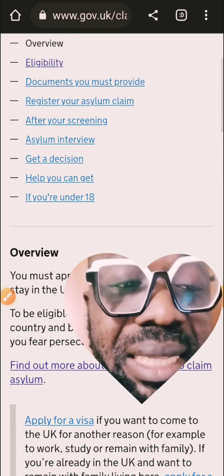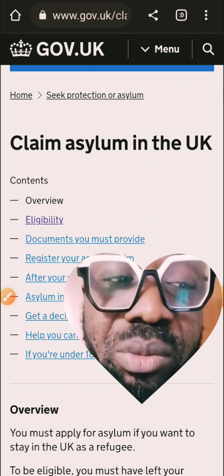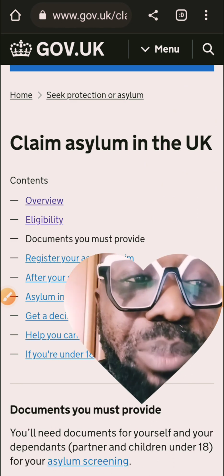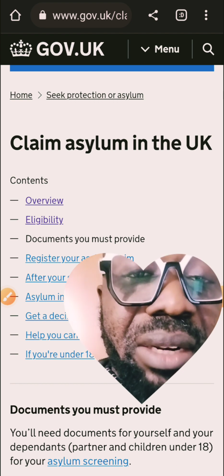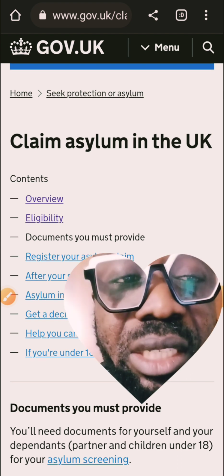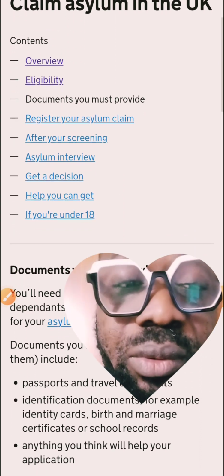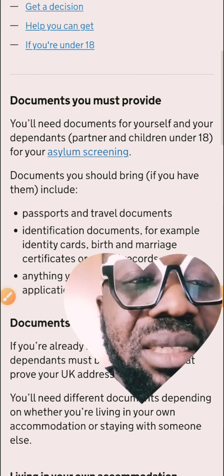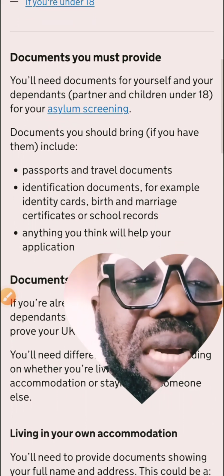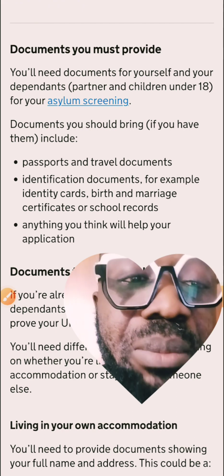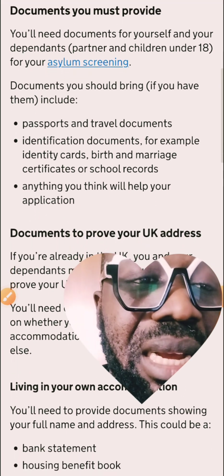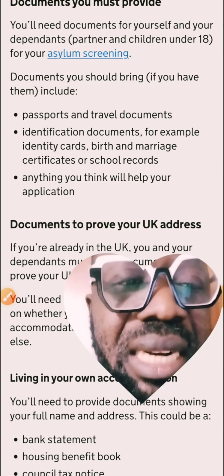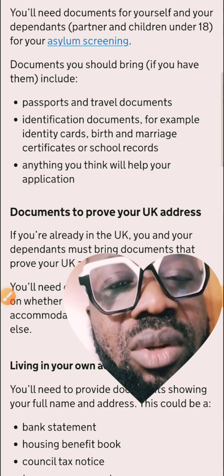Now, lastly, I need to show you some documents that you need to prepare. You need documents for yourself and your dependents, partners and children under 18, for your asylum screening, because you have to be screened. Documents you should bring, if you have them, include passports, which is vital, and other travel documents and identification documents, for example identity cards, birth and marriage certificates or school records. Anything you think will help your application can be an addendum.